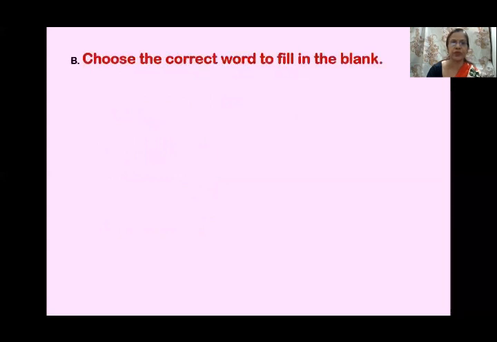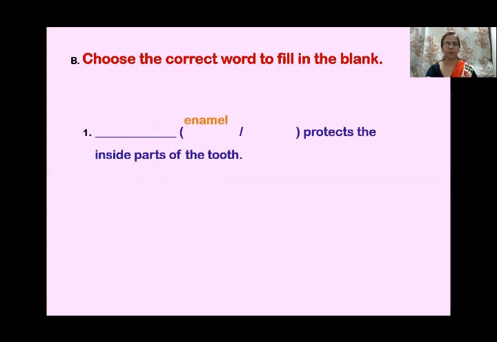Now the next question is, choose the correct word to fill in the blank. First question is, dash protects the inside part of the tooth. First option is enamel and the second option is dentine. So which part of the teeth protects the inside part of the tooth? So it is enamel.